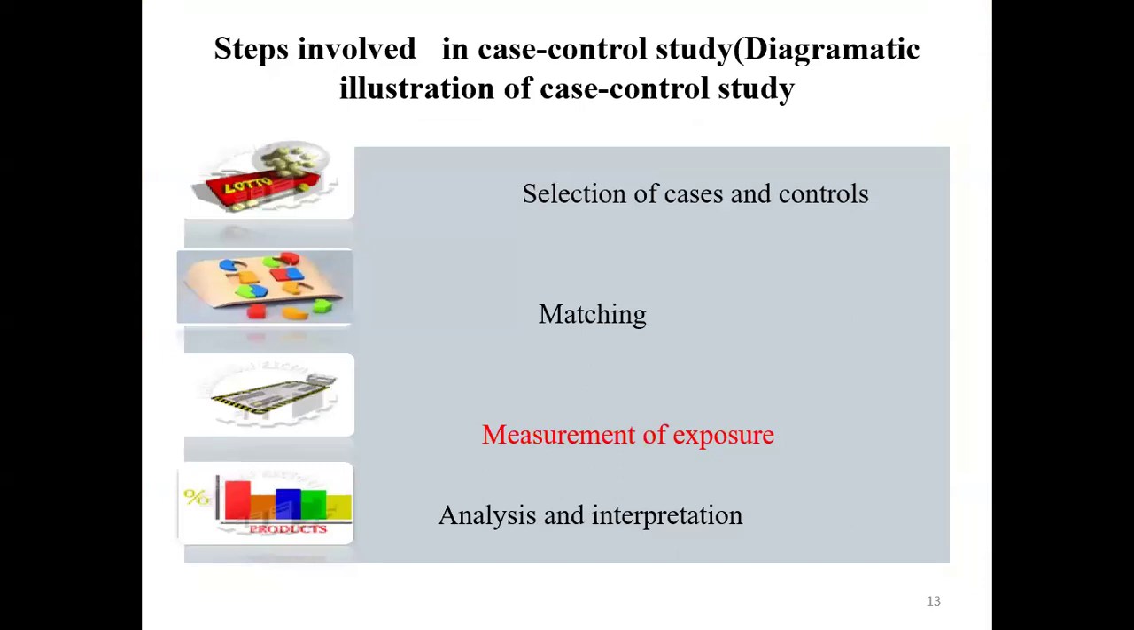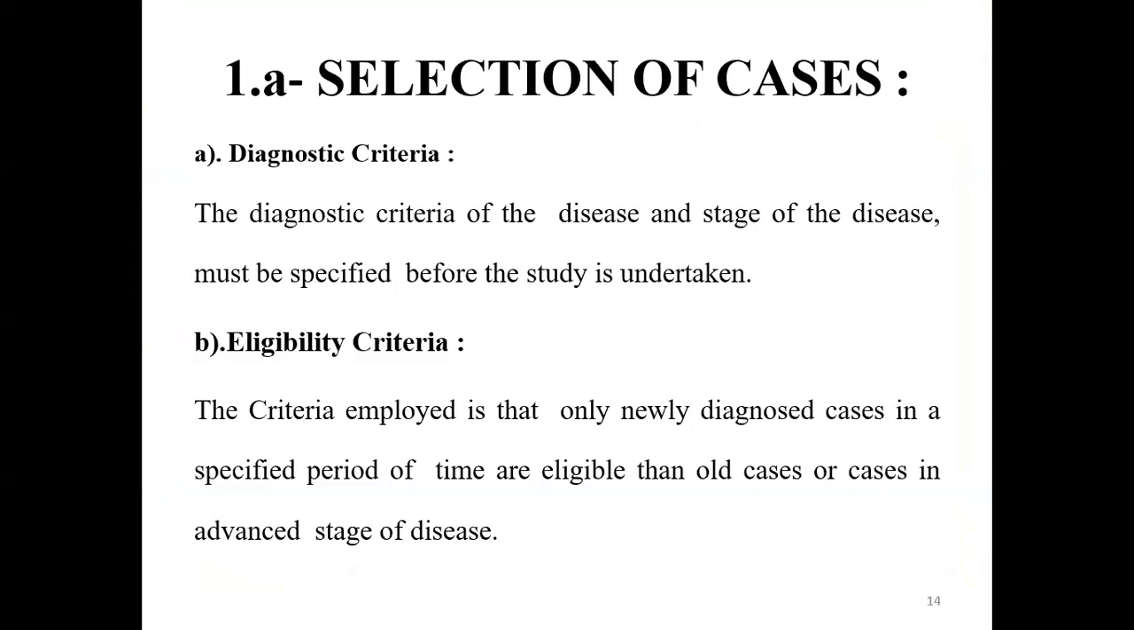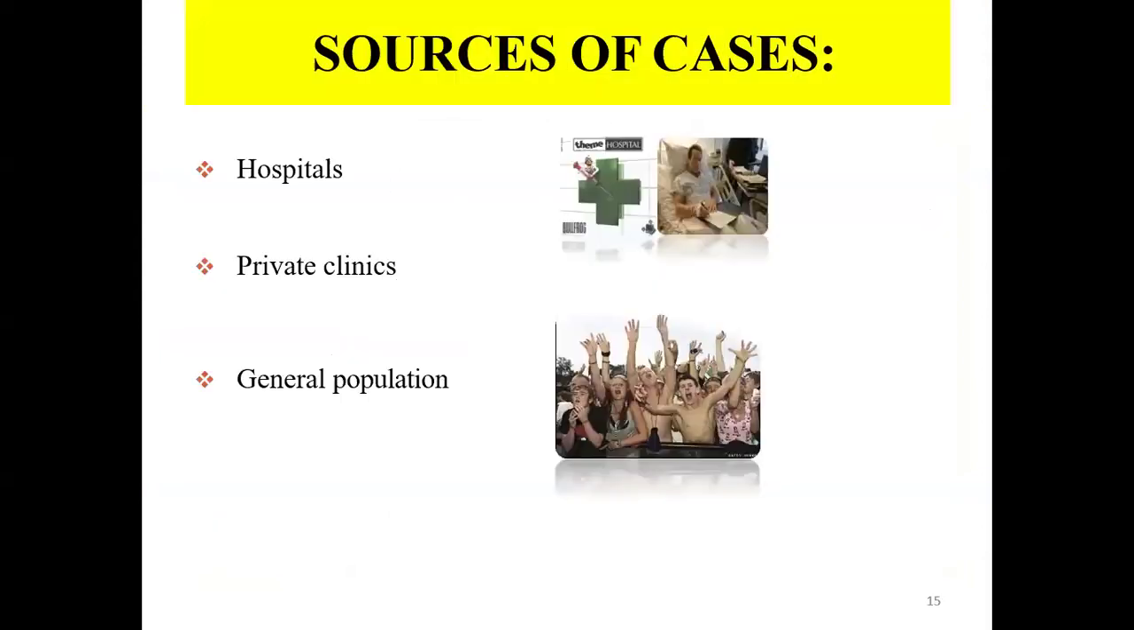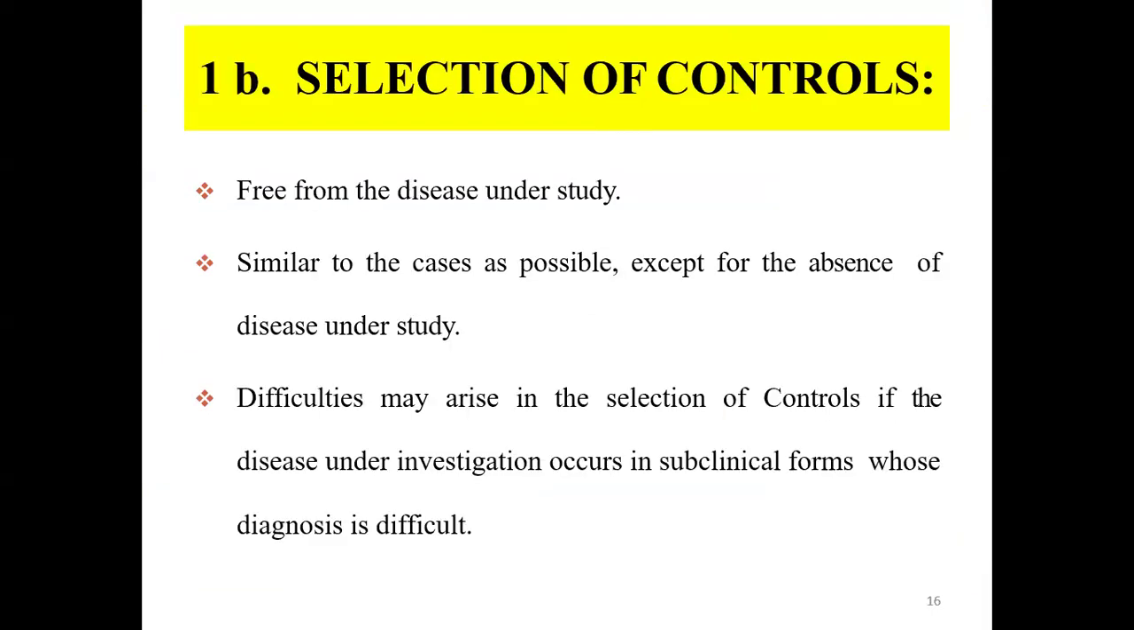The steps involved in the case control study, there are basically 4 steps which we will talk about in detail. First is the selection of cases, which includes the diagnostic criteria and eligibility criteria. The diagnostic criteria of the disease and the stage of the disease should be specified. The eligibility criteria employed is that the newly diagnosed cases in a specified period of time are eligible than the older cases or the advanced stages. The sources of cases can be hospital, private clinics, or general population.